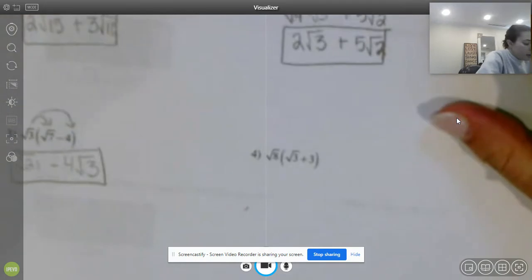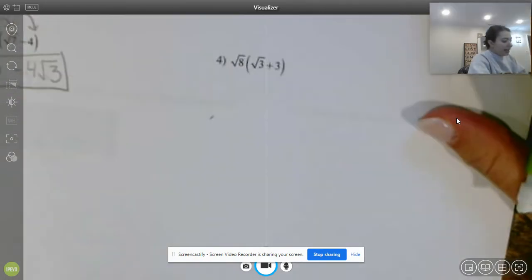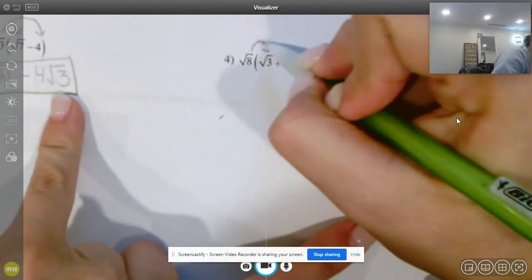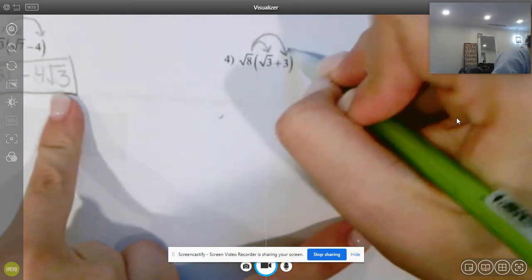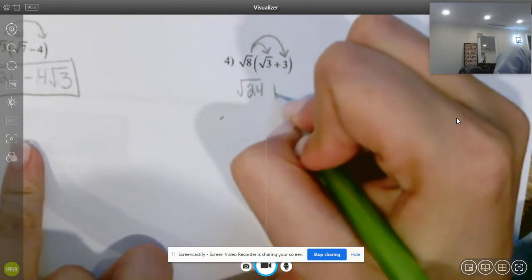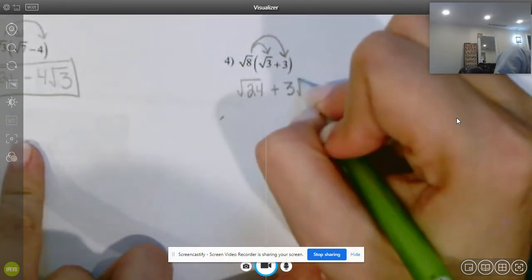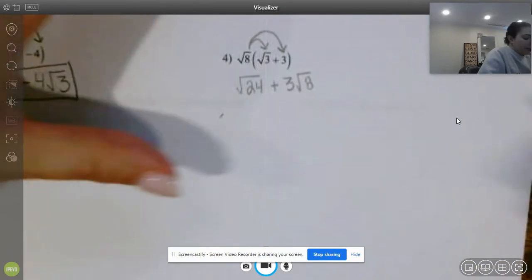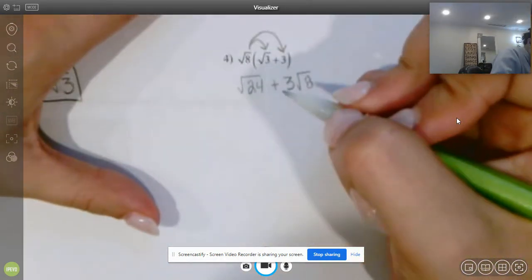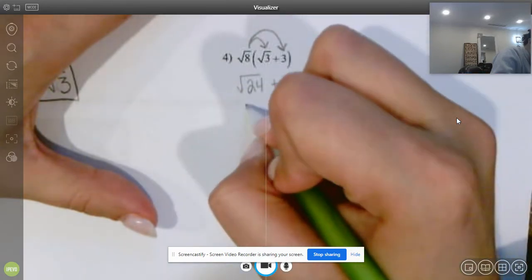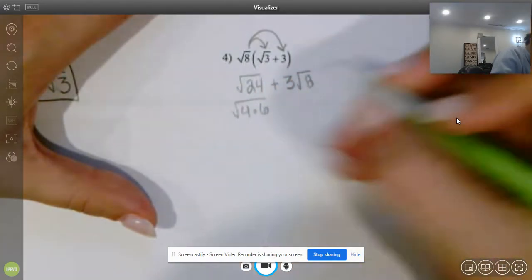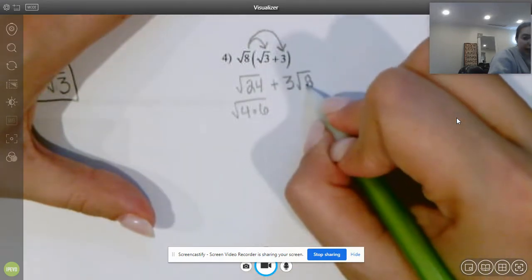All right, let's take a look at number 4. Here we have the square root of 8 times the quantity with the square root of 3. And then we can distribute the square root of 8 times 3. And this becomes the square root of 24 plus 3 root 8. Okay? We can totally break up the square root of 24 into the square root of 4 times 6. And we can also break up the number 8.